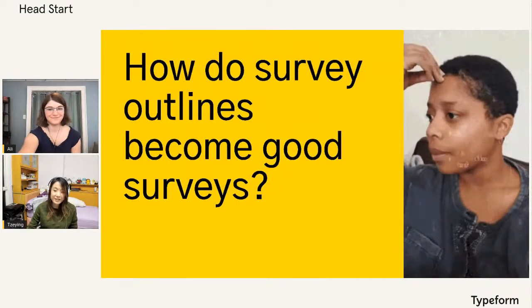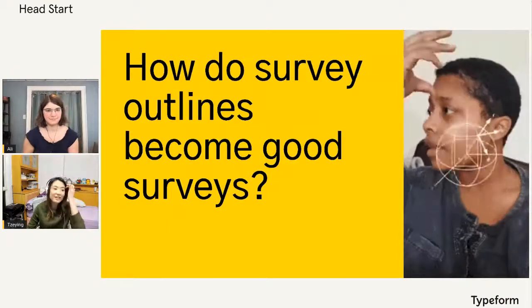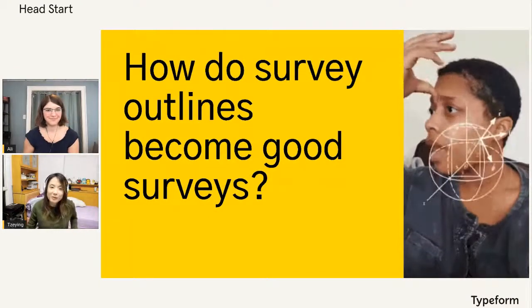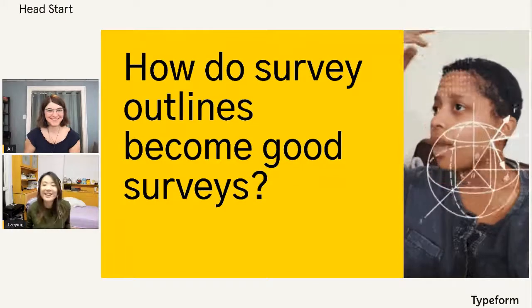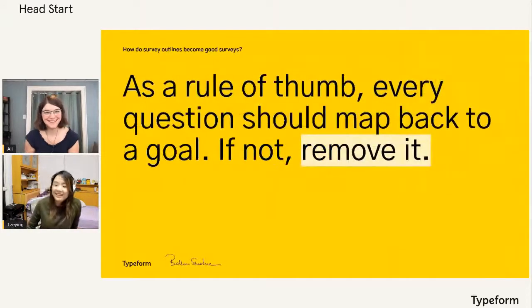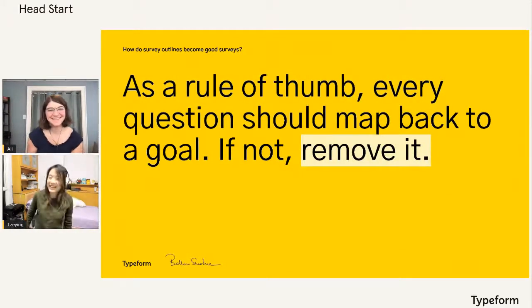How do survey outlines become good surveys, right? Writing those few bullet points ain't gonna get you there. It's not a survey. Well, as a rule of thumb, here are some simple rules. Every single question should map back to the goals. So we have 4 goals there. You want each of the questions to map back to one of the 4 goals. If you can't find a goal to map it back to, chances are you need to remove it. It's a good idea to remove it.